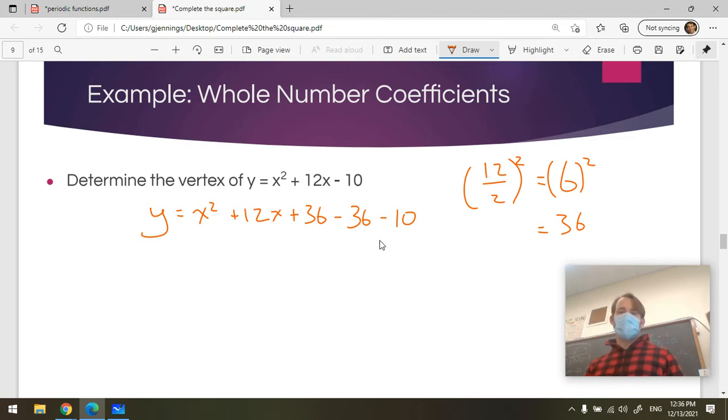This will be my next step. Notice I just added and subtracted the same thing. I'm 41 plus 36 minus 36 years old. I'm still 41. So I did not change this function. It's the same.